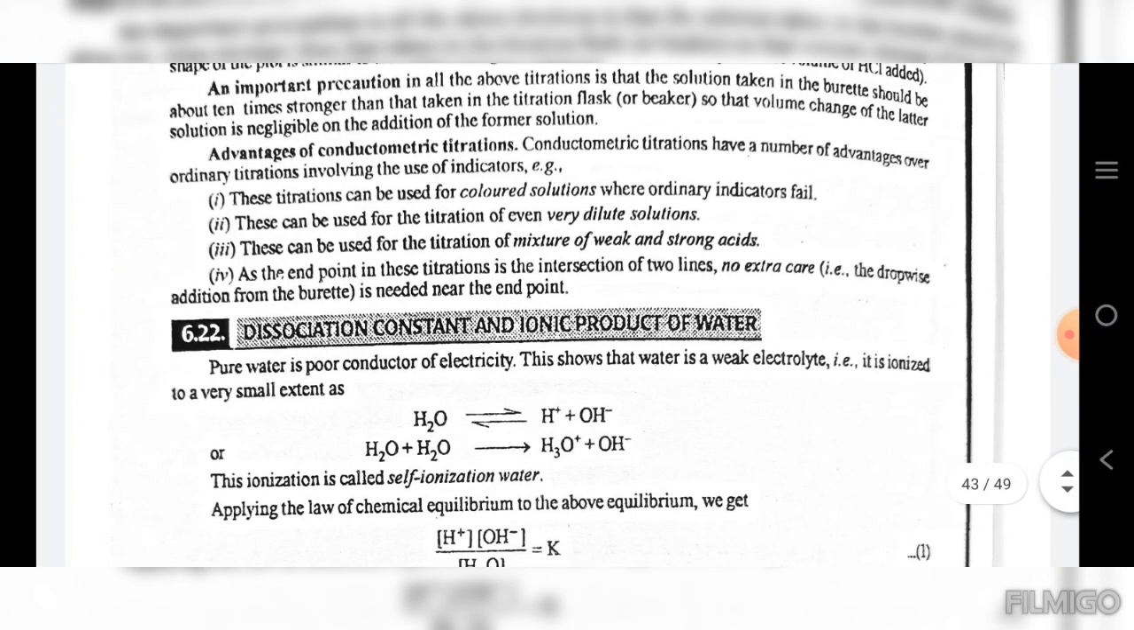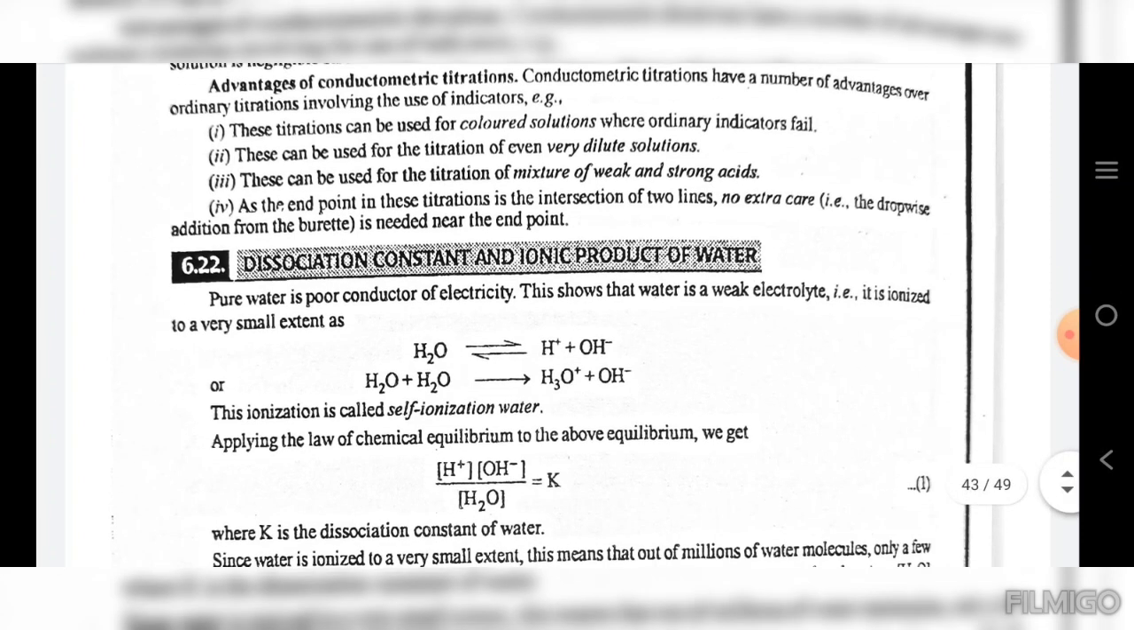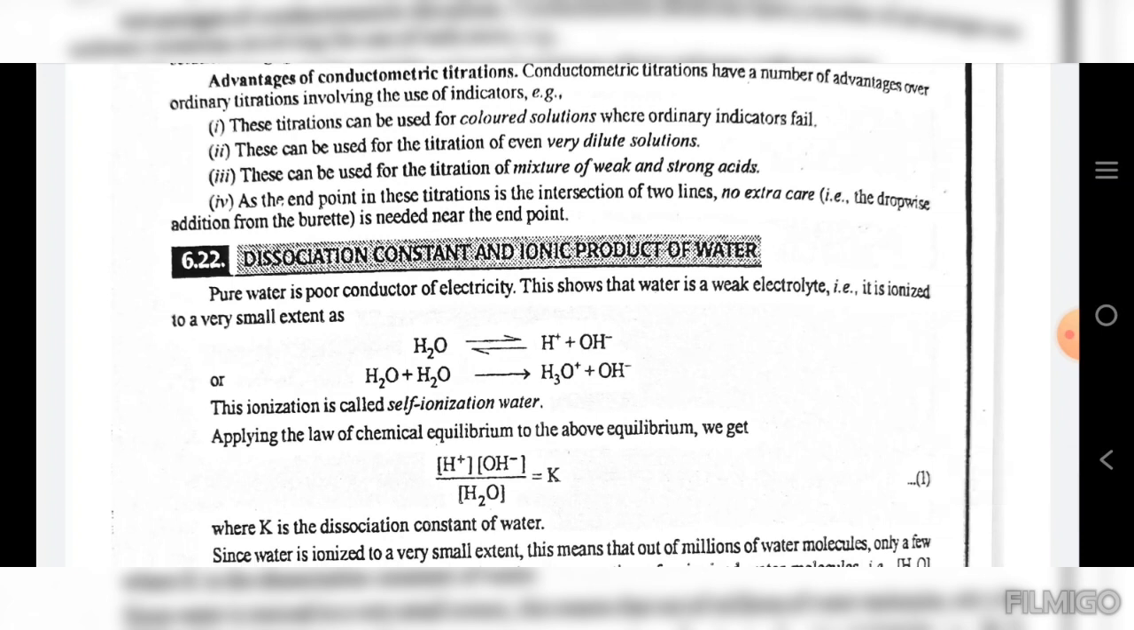Advantages of conductometric titrations. Conductometric titrations have a number of advantages over ordinary titrations involving the use of indicators. These titrations can be used for colored solutions when ordinary indicators fail. These can be used for the titration of even very dilute solutions. These can be used for the titration of a mixture of weak and strong acids, as the endpoint is the intersection of two lines. No extra care, such as drop-wise addition from the burette, is needed near the endpoint.